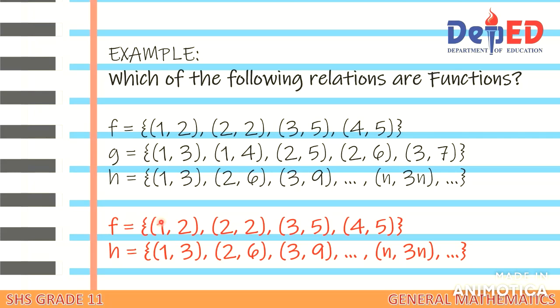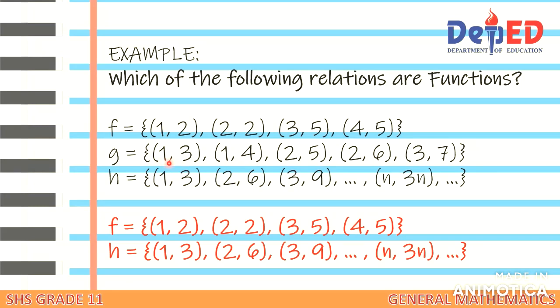Now let's check their domain. If we have one element of domain that corresponds to exactly one element of range. Okay, so we have here 1, 2, 3, and 4. And in set H, we have 1, 2, 3, and so on. How about G? Why is G not a function? It is because we have one here and we have another one here, but we don't have exactly one element of range that corresponds to 1.